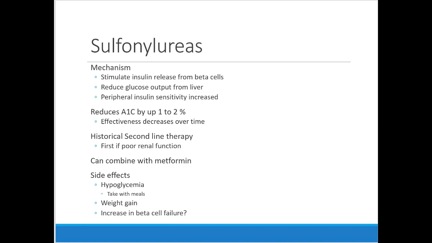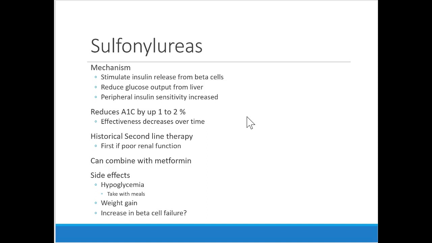Sulfonylureas have been the historic second line option for people, and current guidelines disagree on where to use them. But they are very effective. They reduce A1C by 1 to 2%. Their mechanism is very different from metformin. It stimulates insulin release from the beta cells, and then it has some other things too. But basically, it's heavily focused on its mechanism, and its effects revolve around insulin.